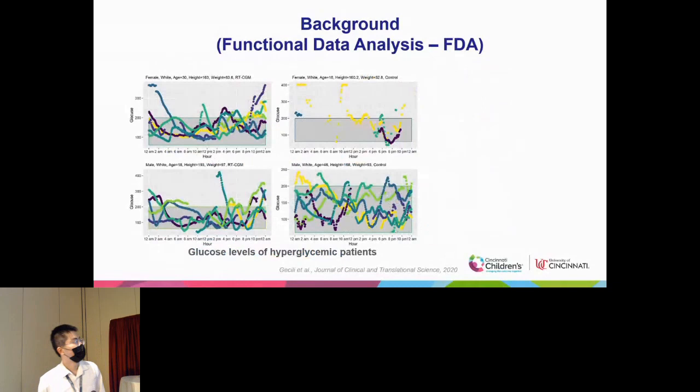So how can we represent data in functional data analysis? This is an example of glucose levels of patients. For each patient, the glucose level during the day was recorded, for 7 days in a week. And those four figures are for four patients.